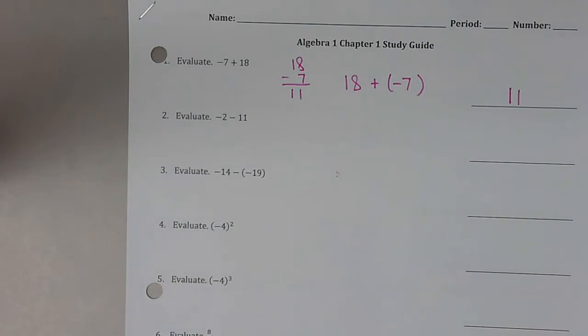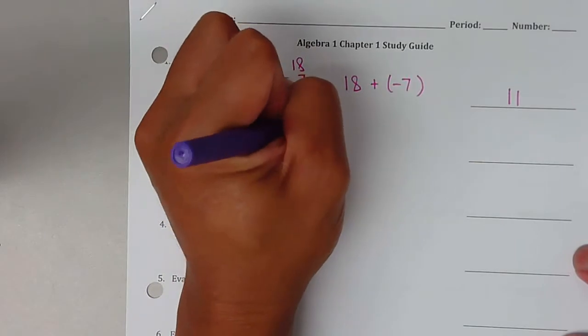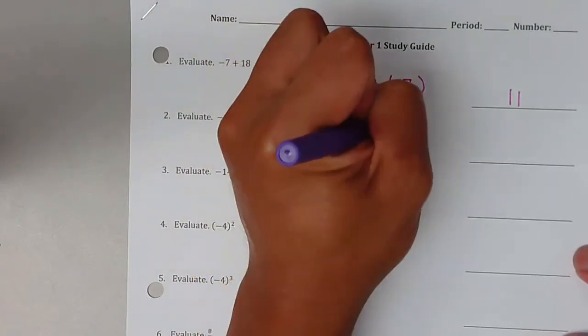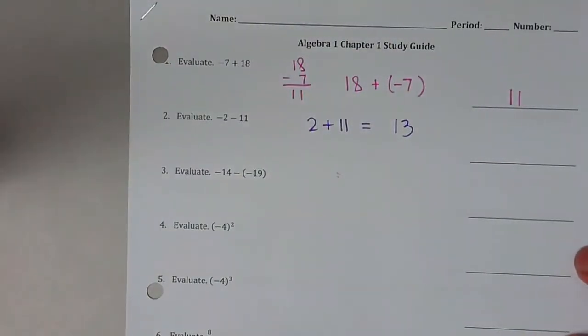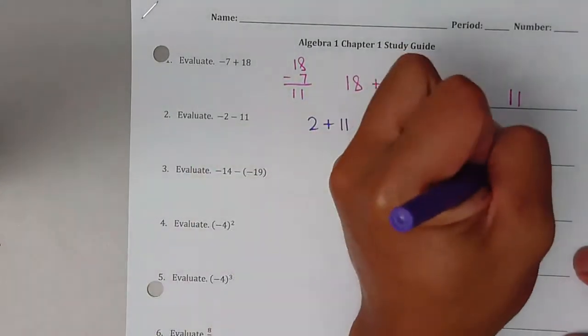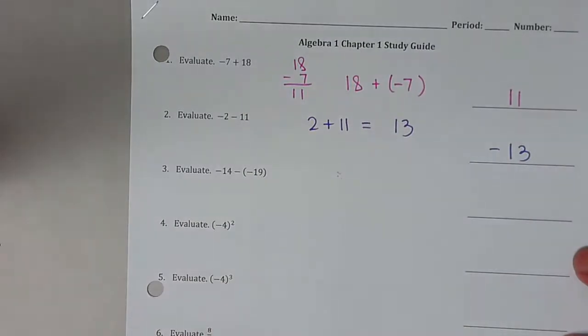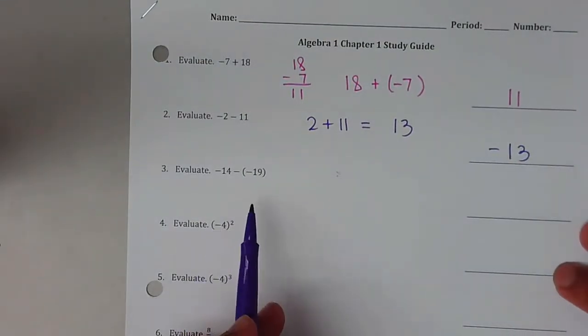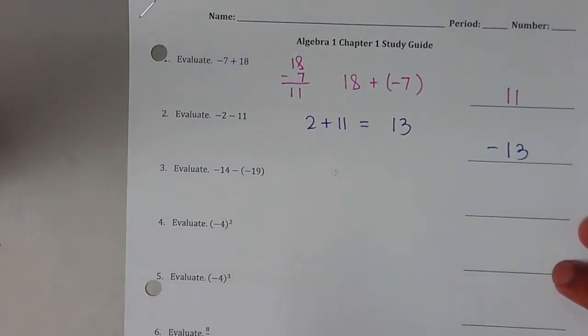All right, negative 2 minus 11, two of the same signs, right? Both negatives. So we take the sum, or we add them together. 2 plus 11 is equal to 13. Our final answer is negative, though, since both of these numbers are negatives. Negative 13. Final answer.